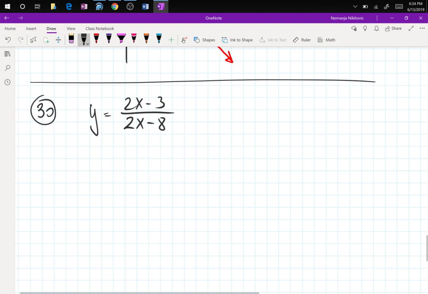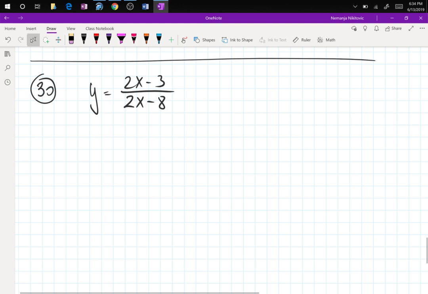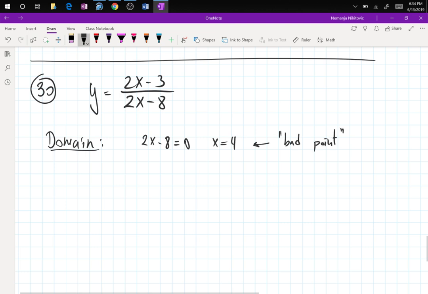We're going to run through the whole spiel and see what we get. So, domain. It can equal 4, exactly. So you have to kick 4 out, because if you use 4, you get 0 in the denominator and the whole thing explodes. So 2x minus 8 equals 0, from where x is equal to 4. So that's the bad point.